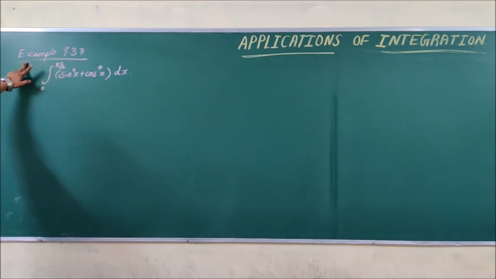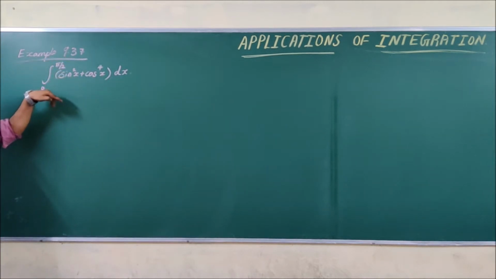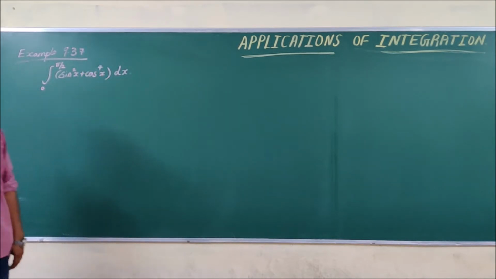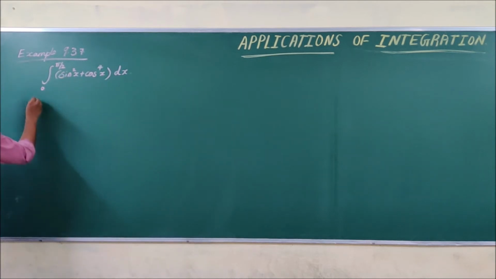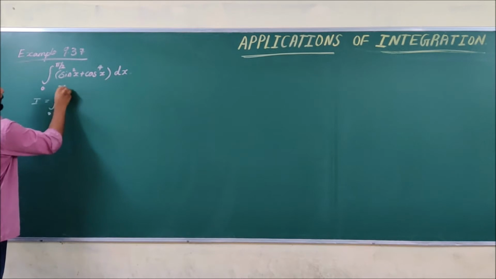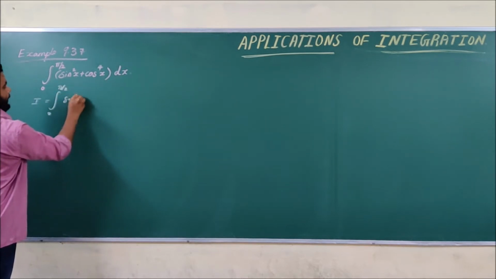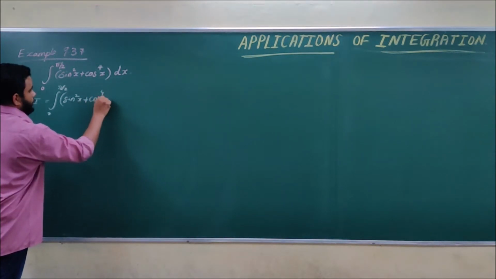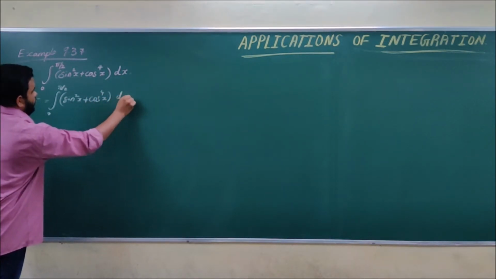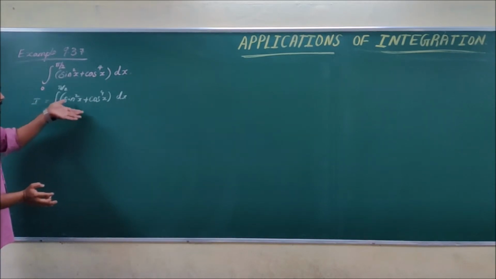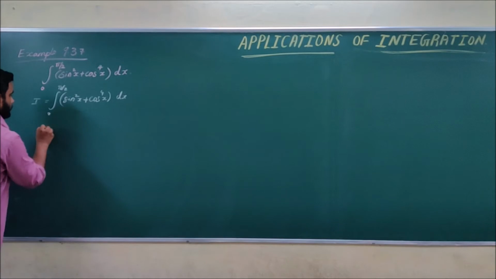Next problem is example 9.37. The question is the integral from 0 to pi by 2 of (sin square x plus cos power 4 x) dx. First we take the given integral as I. So I is equal to the integral from 0 to pi by 2 of (sin square x plus cos power 4 x) dx. Here it has two terms, so the integral is split into each term.